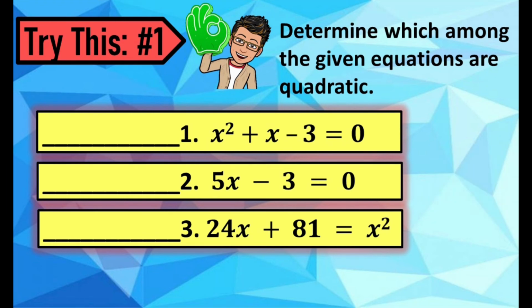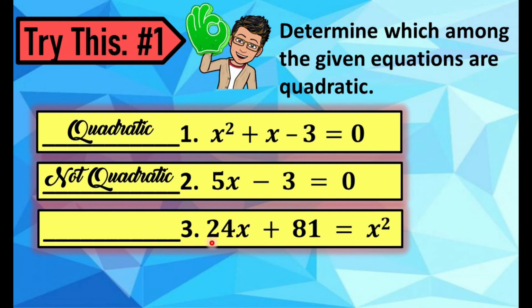Okay, time's up. It's now time to check your answers. Our given number 1 is x squared plus x minus 3 is equal to 0. Since we have here the leading term, which is the quadratic term, having 2 as the exponent, therefore it is quadratic. Next, number 2, 5x minus 3 is equal to 0. As you could see, we do not have any term having the degree of 2. Therefore, it is not quadratic.